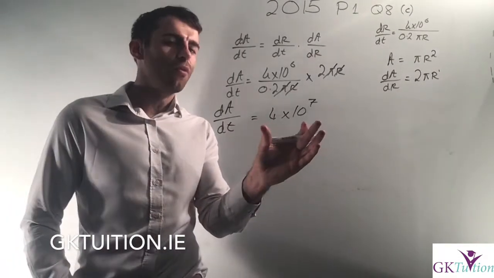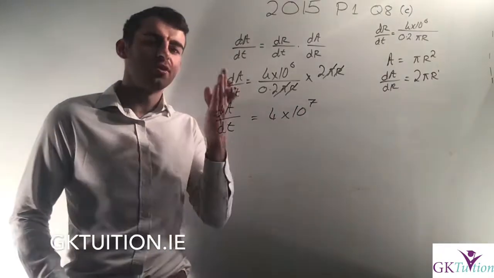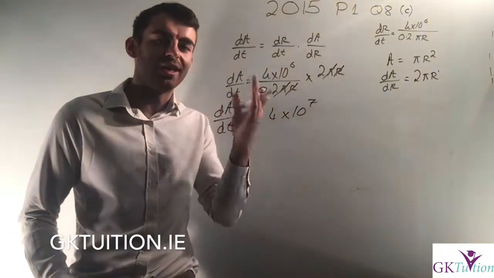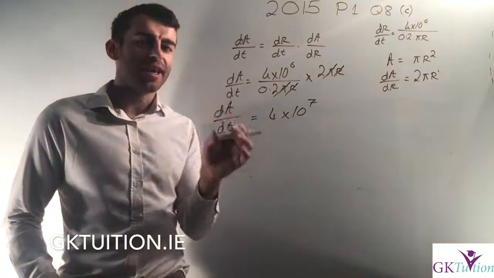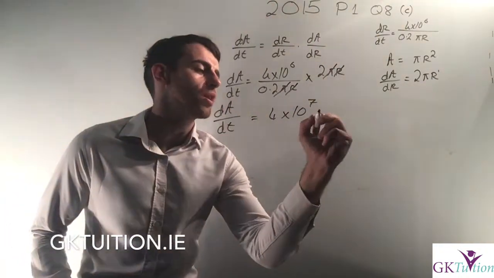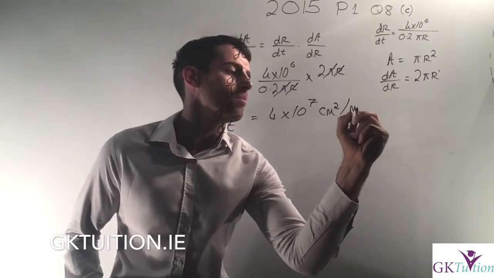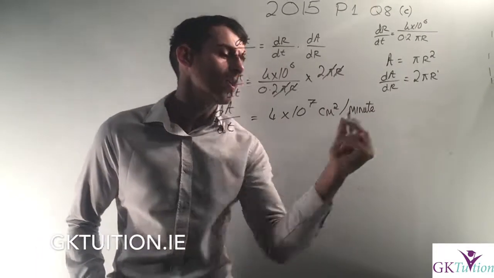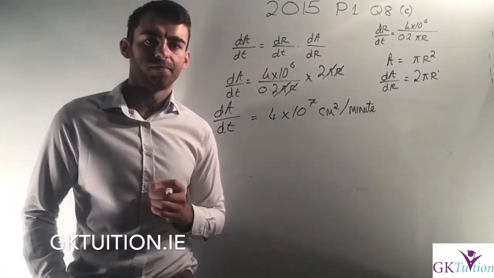Now just notice there's no variables here, there's no r in my answer, so this is a constant. So the rate at which the area is increasing is a constant. And that comes into play now in the last part of the question. Again, units are really important in these questions. So area is measured in centimeters squared and time is measured in minutes. So my final answer there is 4 by 10 to the power 7 centimeters squared per minute.